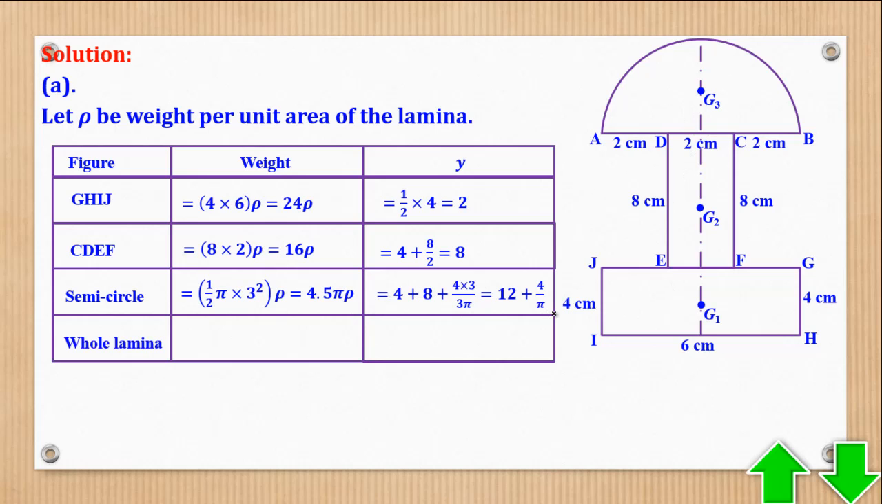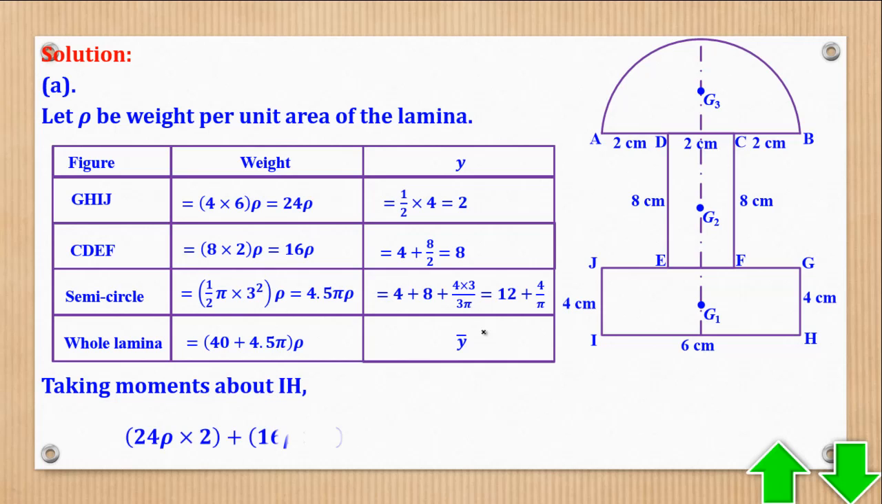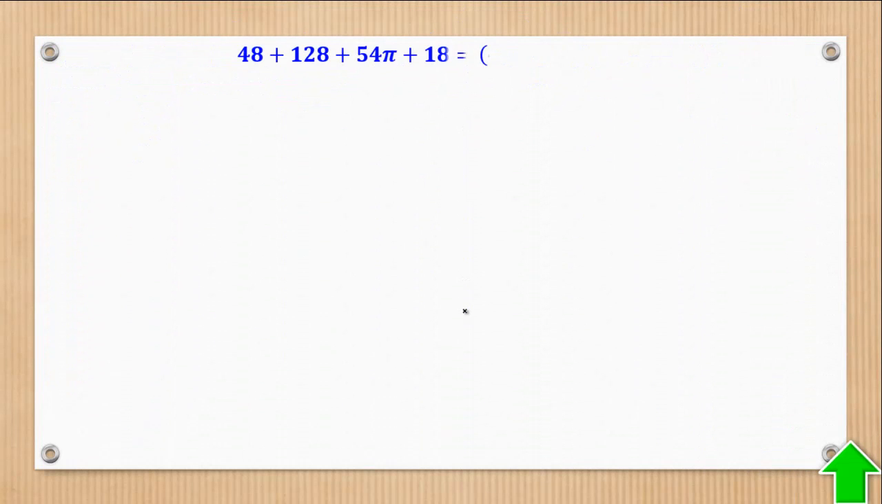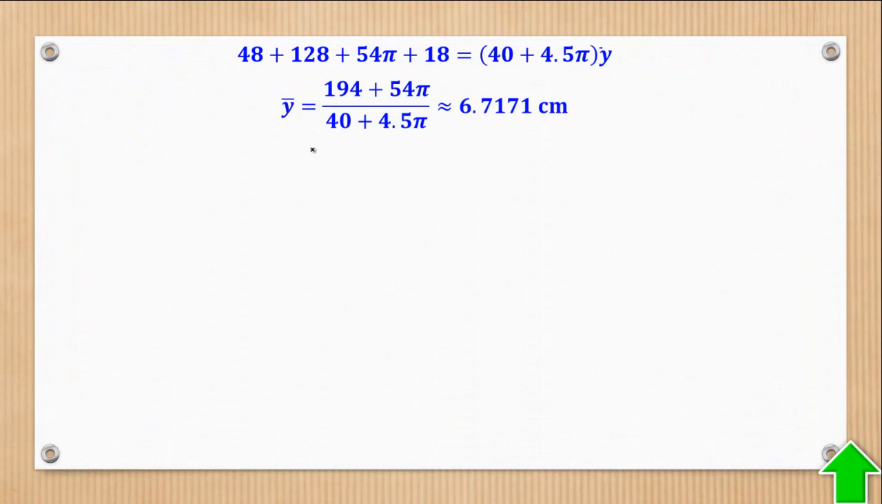Then for the whole lamina, you add all this weight. And then here you put an unknown. Then you can take moments and simplify to get the value of y bar. And that's what they wanted in part A.